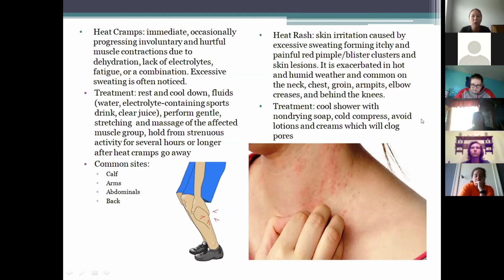I would just encourage them to have a cool shower as quickly as possible after their practice or after their activity, ideally with a non-drying soap. Acutely though, you can apply a cold compress or an ice bag to reduce pain and reduce the inflammation. But we also want to educate the person on avoiding any lotions and creams, which may clog the pores. Okay, you want to give your skin the ability to breathe and for the rash to go away.